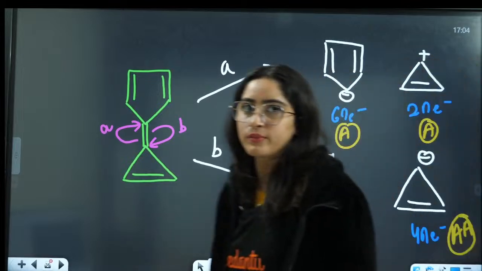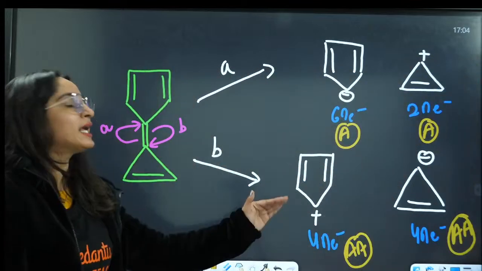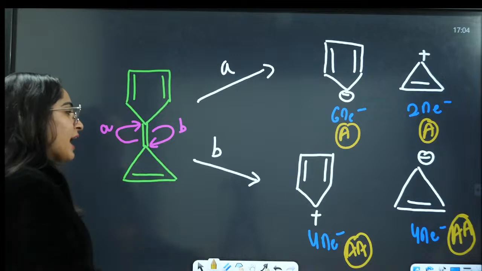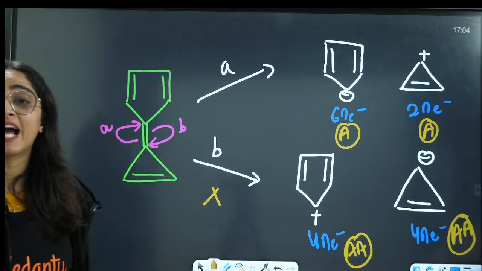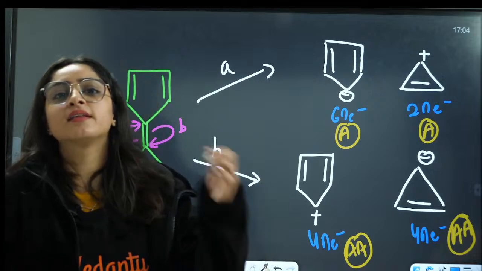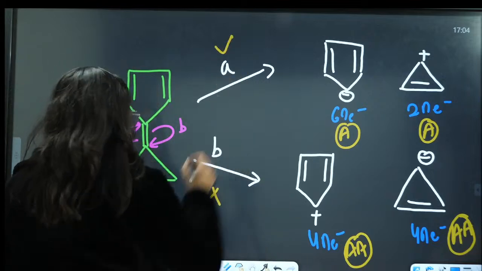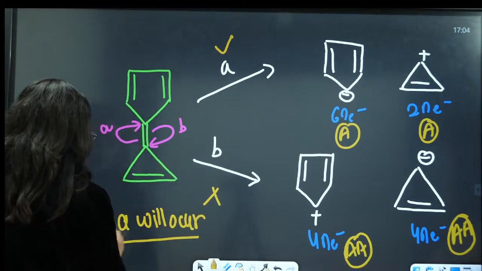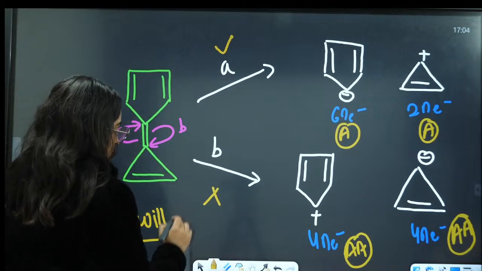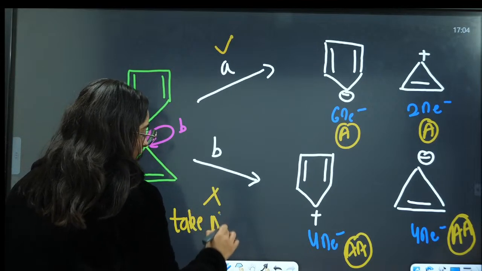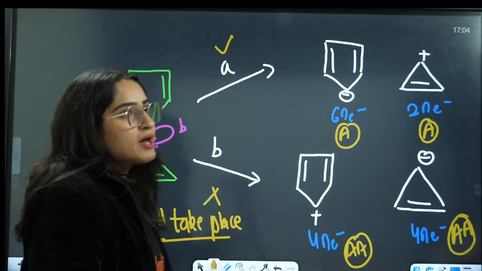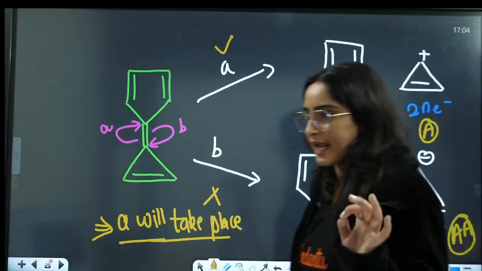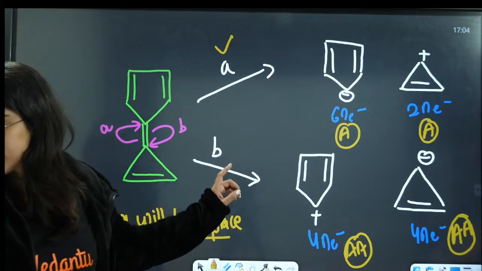So now what did you understand from this? If the reaction is proceeding towards anti-aromaticity, then the reaction will not occur. If the reaction is proceeding towards aromaticity, then the reaction will occur. So reaction A will take place. Understood, everyone? Reaction A will take place and B will not take place.